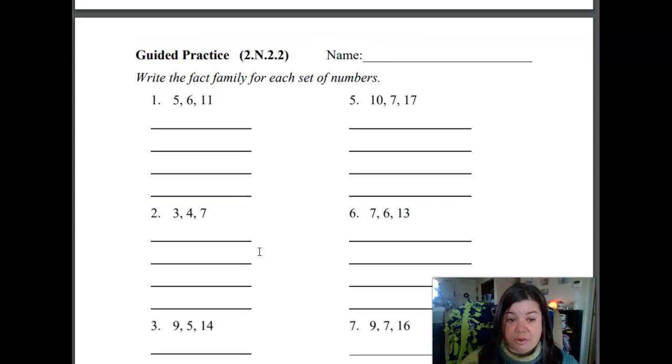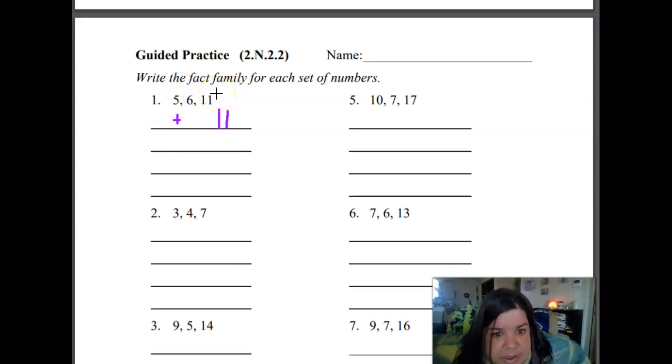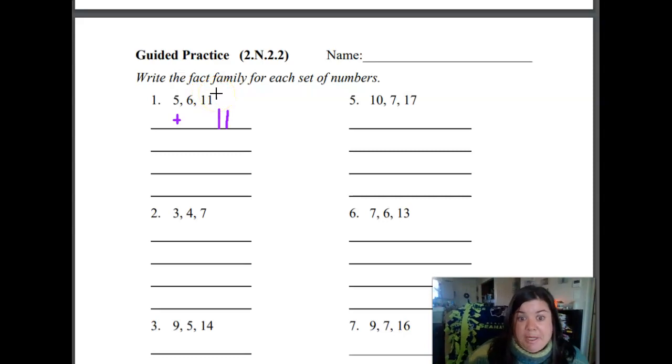So you're going to create 4 number sentences using 5, 6, and 11. How would we go about doing that? Well, which is the biggest number? In this one example, it's 11. So we know that's going to be our answer to our first addition problem because it's the biggest number. It wouldn't make sense if we said 5 plus 11 equals 6 because we know when we do addition, we want a bigger number. So what 2 numbers are left?